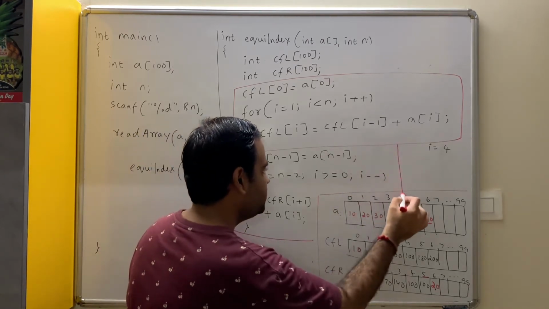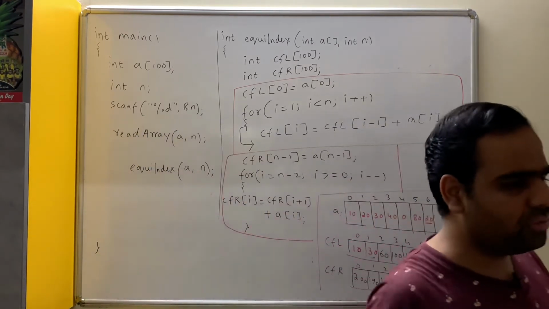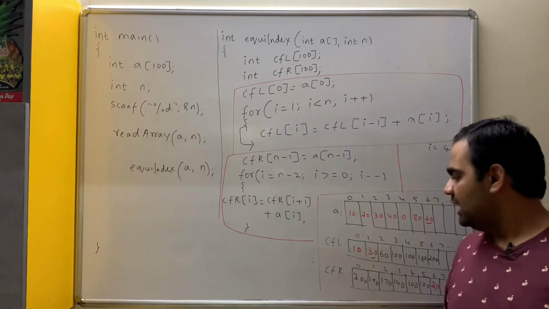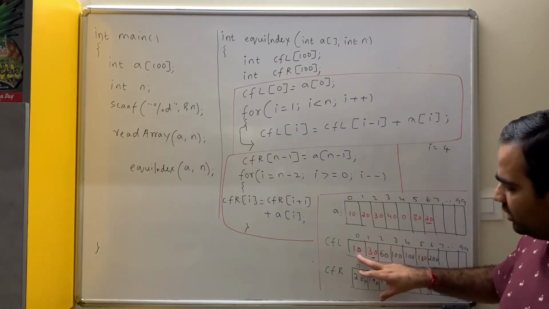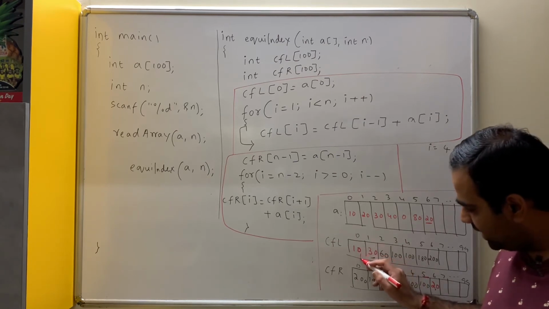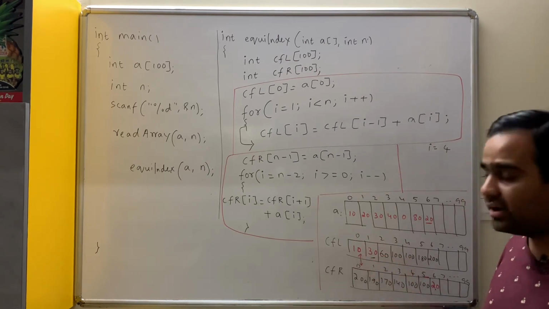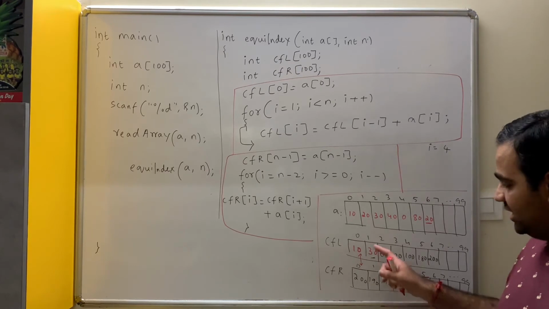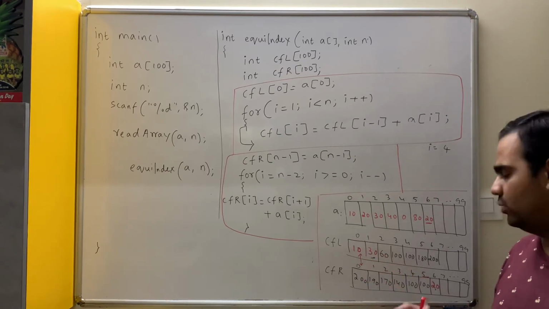Is that okay? You have to trace it and you will get to know. Now, after you compute cumulative frequency of LHS and RHS, what I need to do? I need to compare. Is 10 equal to 200? Already I explained why you should compare. Is 10 equal to 200? No. Go to the next element.